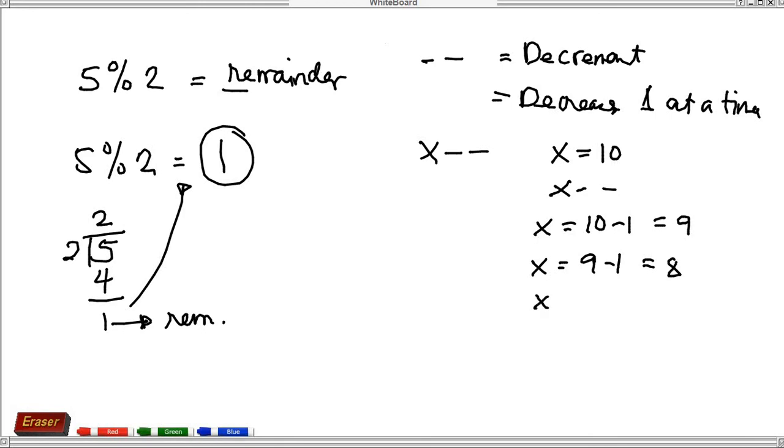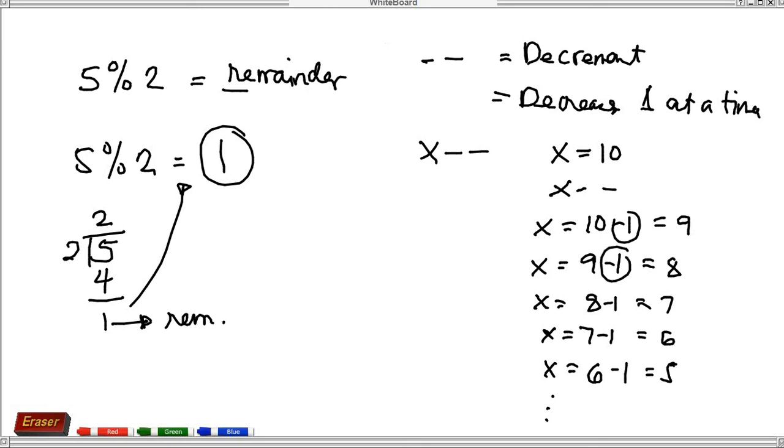Therefore, mag-minus-minus man ka siya, so x minus minus, 9 minus 1 is equal to 8. X now will be 8 minus 1 is equal to 7. X now will be 7 minus 1 is equal to 6. X now will be 6 minus 1 is equal to 5. So on and so forth. So meaning, if we're going to look at the decrement here, the decrement is always 1.